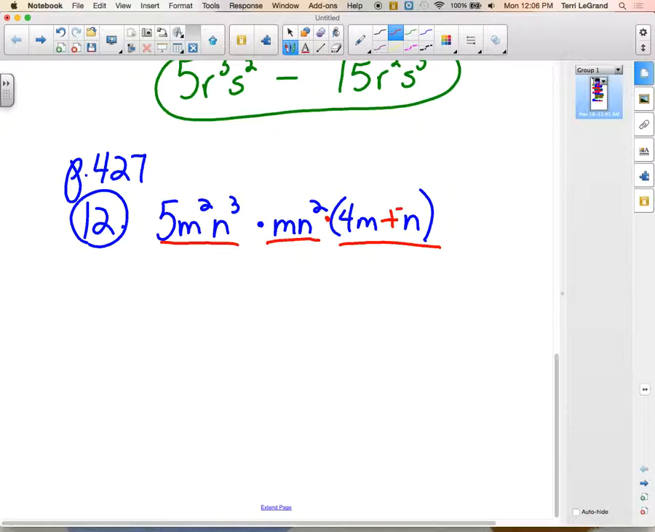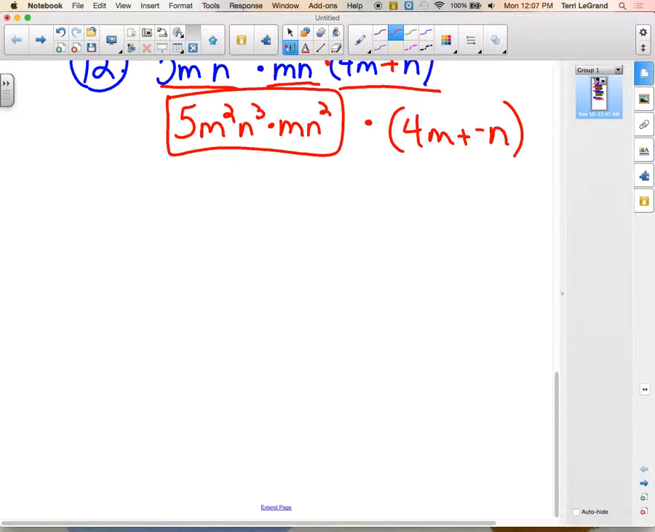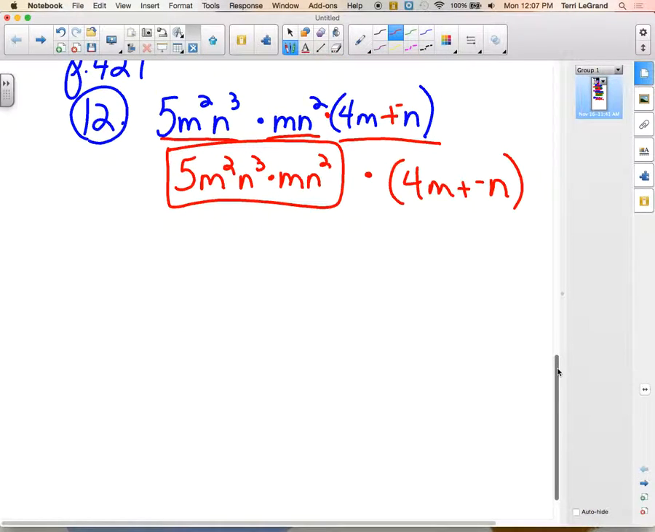Let's start by just taking these first two times each other. So let's put a box around that: we're going to take 5m squared n cubed and multiply that times mn squared. Let's just do that first, and then let's leave this over here waiting for us, okay? So let's do our multiplication, the first two factors. Let's multiply them times each other, because the commutative property of multiplication says you get to multiply in any order you want. It just so happens that in one of our factors there's an addition, so we'll deal with that later.